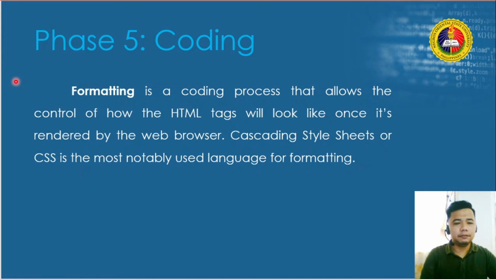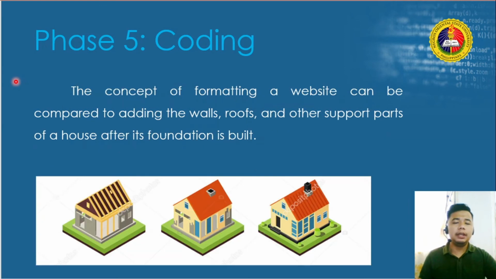Then we have formatting. Formatting is a coding process that allows the control of how the HTML tags will look like once it's rendered to the web browser. So cascading style sheets, or CSS, is the most notably used language for formatting. Now, for formatting, however, the concept can be compared to adding the walls, roofs, and other support parts of a house after the foundation is built.